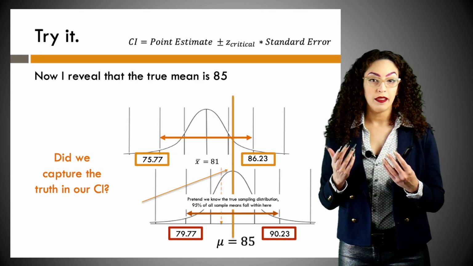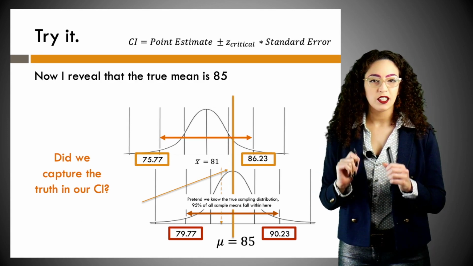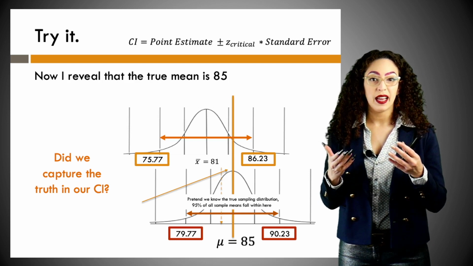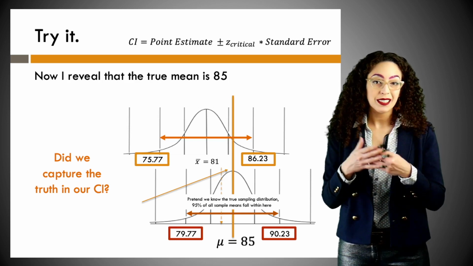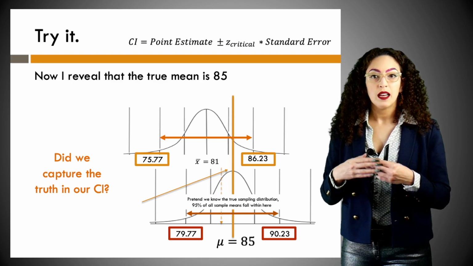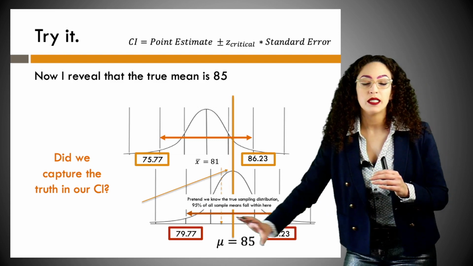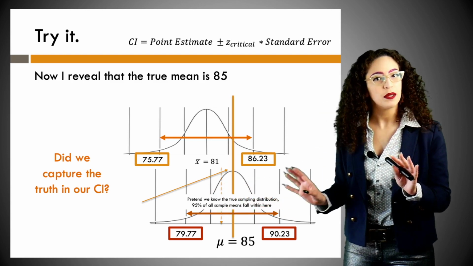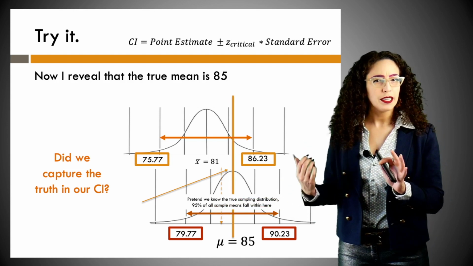So now let's pretend that I reveal that the truth is actually 85. So maybe you took a sample of those 9 people and they had a slightly lower average because of random chance. You just picked some people who got a slightly lower score on their quizzes. So let's pretend, again, that we know the sampling distribution, we know the truth. We can't and we don't, but let's just pretend for a second for the illustration.